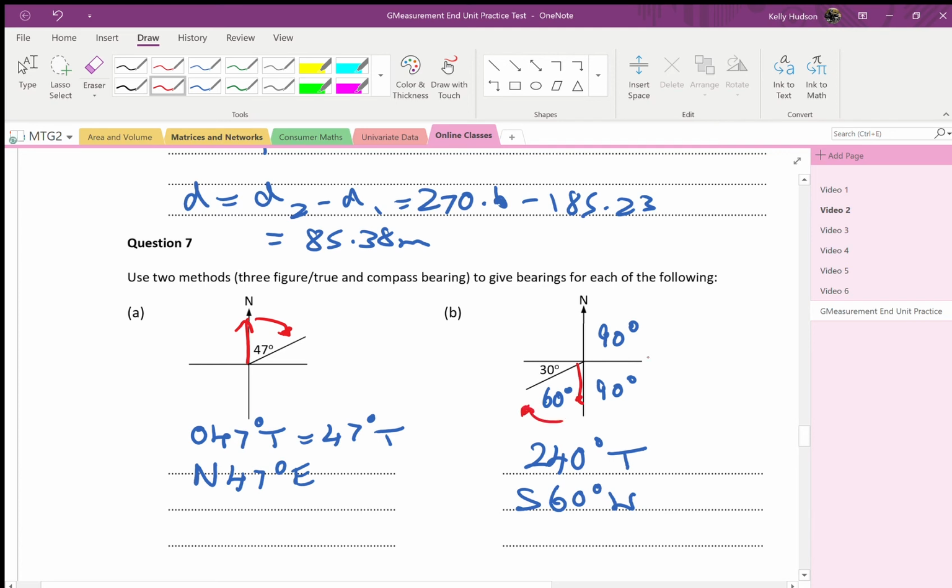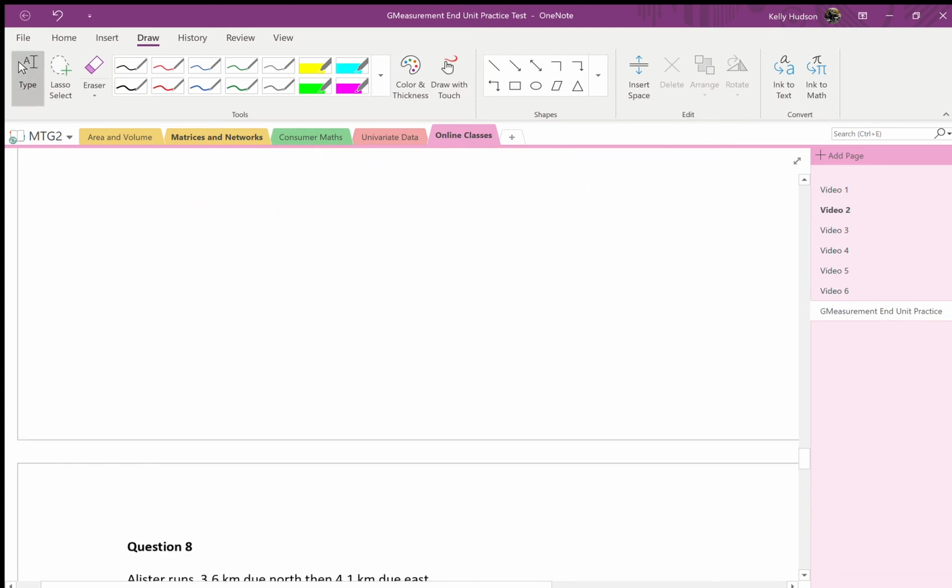So to help you, you could go east, south, west. That could help you with working out your answers. So, two bearing ones, that's not too bad.